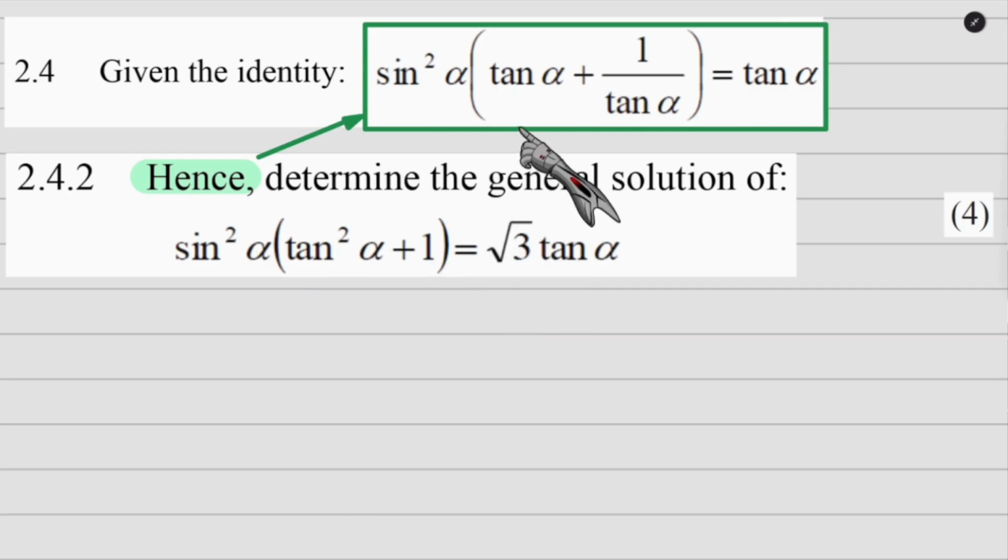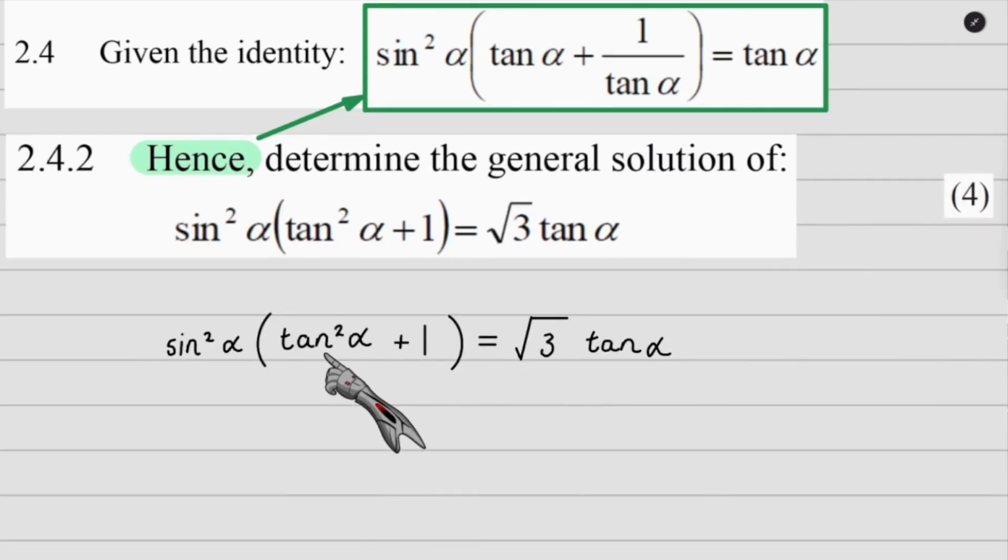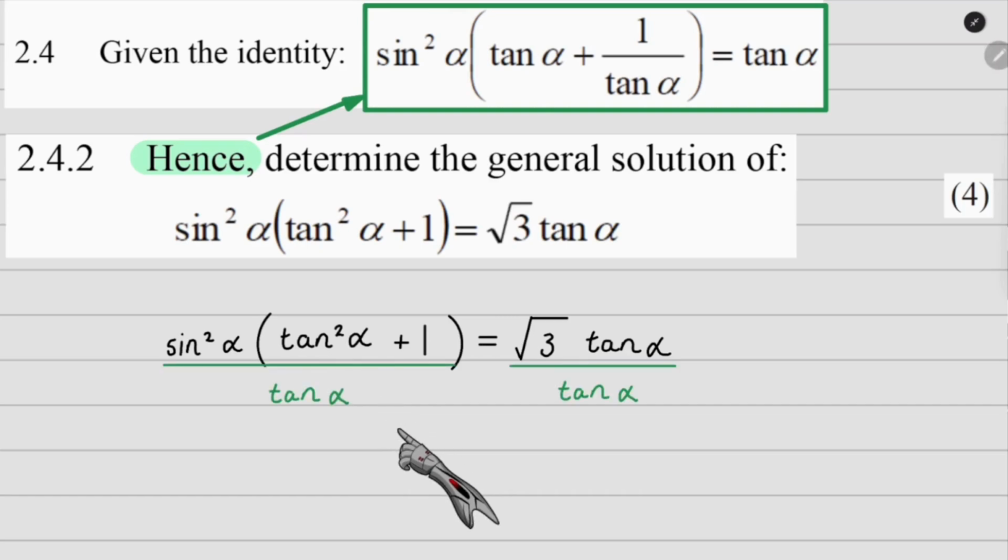This bracket is slightly different. And also this side is slightly different. So I want to make this left-hand side look like the left-hand side of the identity so I can use it. And what I'm seeing is a tan squared alpha here. But over there I've only got a tan alpha. So to change it into a tan alpha, I need to divide both sides of the equation by tan alpha. And then on this side, the tan alphas cancel and we're just left with root 3.